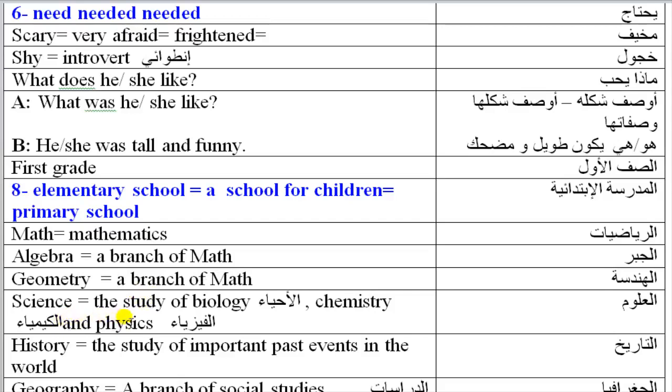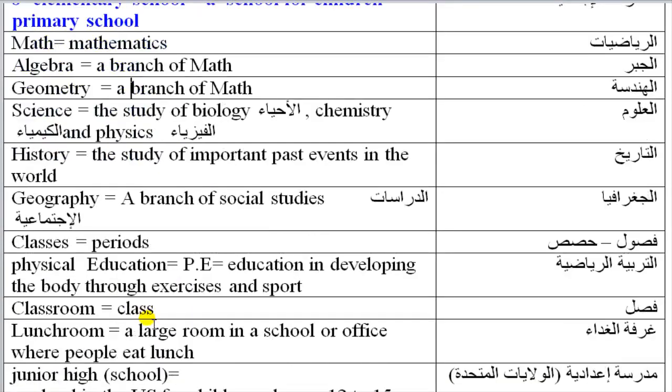Science, the study of biology, chemistry, and physics. History, the study of important past events in the world. Geography, a branch of social studies.